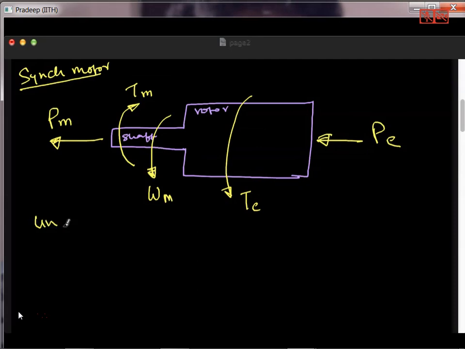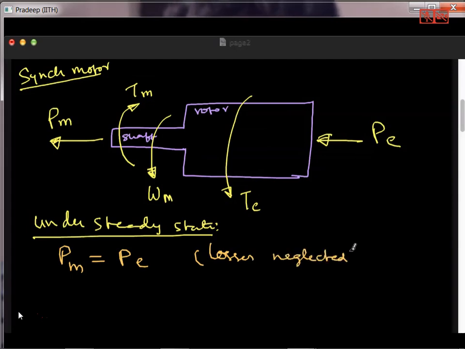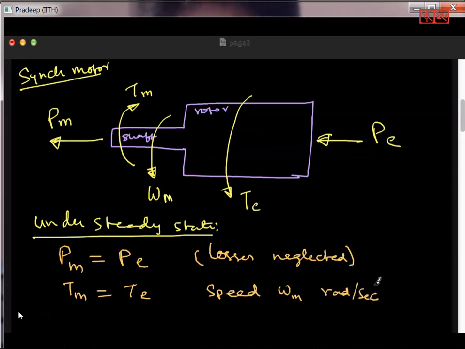So under steady state, the mechanical output power is equal to the electrical input power, with losses neglected. Mechanical torque will be equal to electrical torque. And the speed will be omega m radians per second, which is equal to omega s, the synchronous speed. This is what happens in a motor.